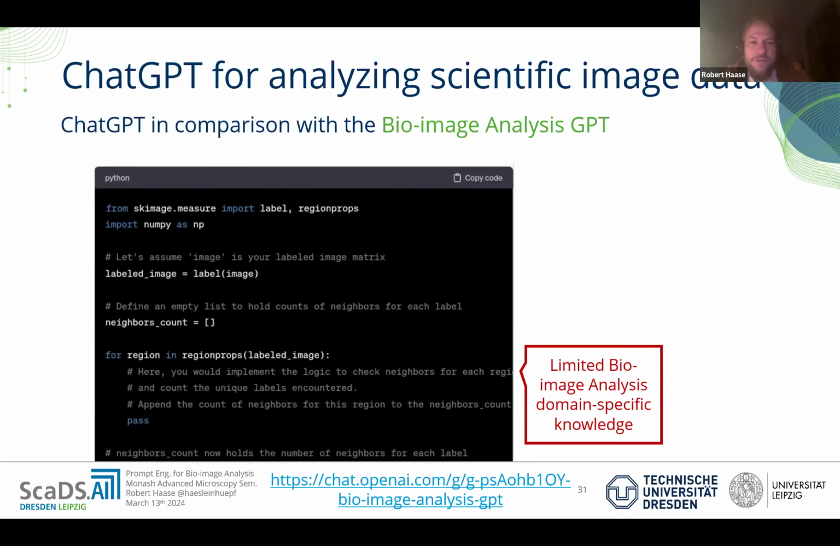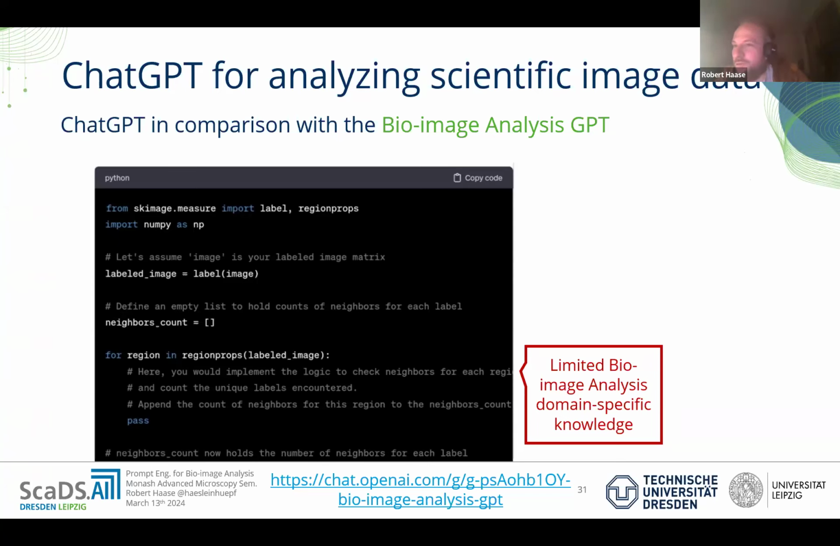And if you look at this code carefully, here you would implement the logic to check neighbors for each region. It does not know how to do this. That's what I said earlier. This time it also tells us, so it does not have the knowledge for implementing this. So that's why I started working on that and improving on this particular front.